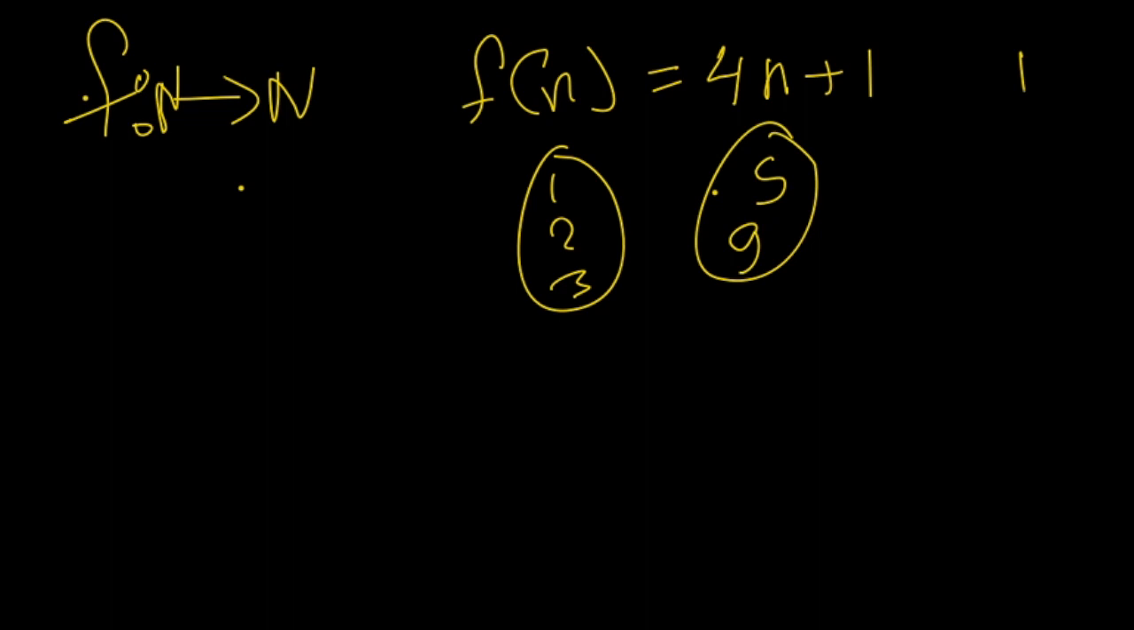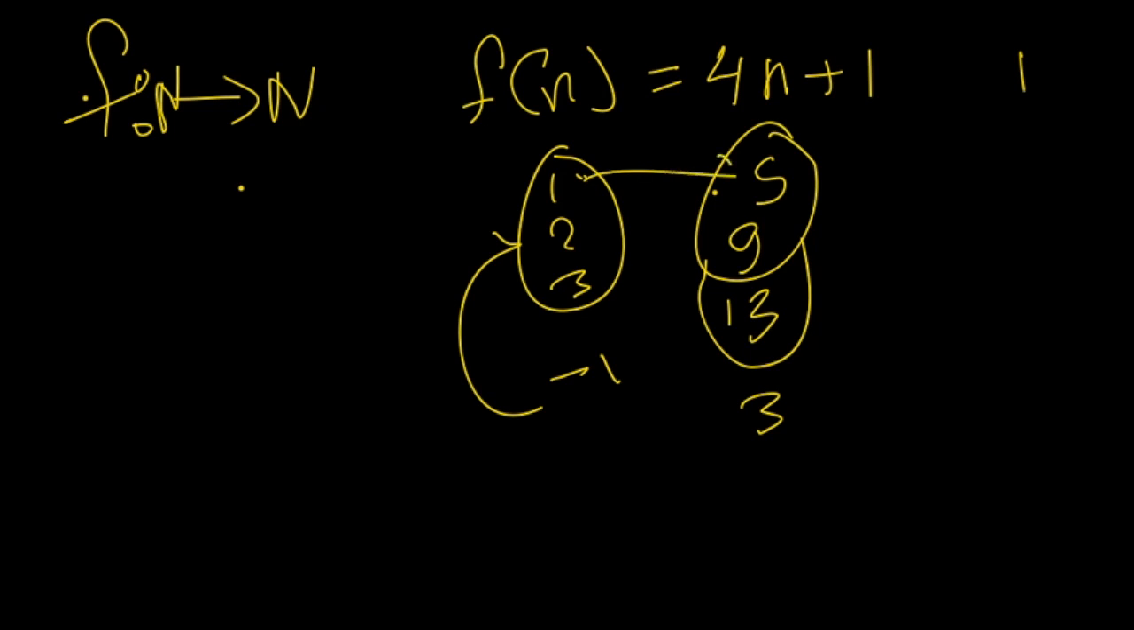What is f of 1? f of 1 is 4 multiplied by 1 plus 1, so this is 5. What is f of 2? f of 2 is 4 multiplied by 2 plus 1, so this is 9. What is f of 3? f of 3 is 4 multiplied by 3 plus 1, which is 13. We can extend the domain a little bit, taking for example minus 1. 4 multiplied by minus 1 is minus 4, plus 1 is minus 3.